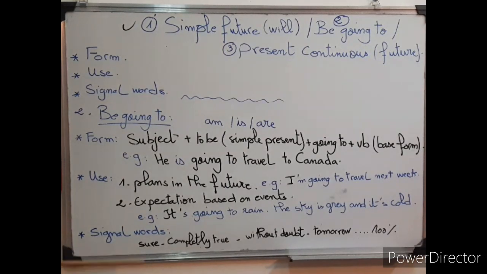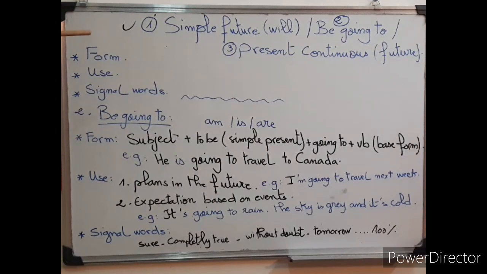So signal words: sure, completely true, 100% correct, without doubt, tomorrow, and so forth. So these are some examples of signal words of be going to. Let me repeat: be going to is sure, certain, as we say, and simple future is not sure, 50%. Okay, so like that we have finished with be going to.